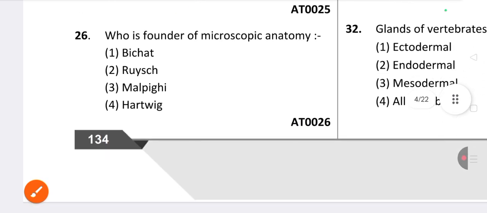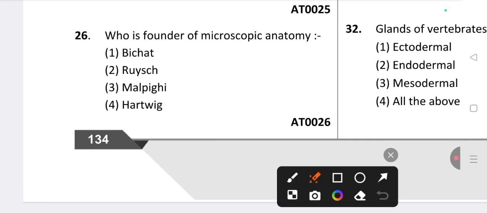Next, 26th question. Who is the founder of microscopic anatomy? So who is the founder of microscopic anatomy? Answer is Malpighi.